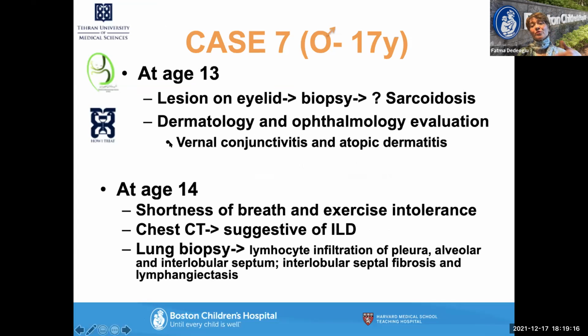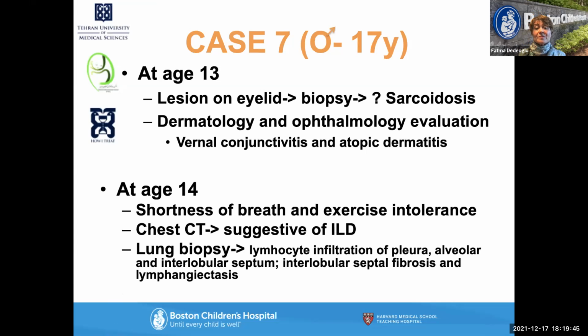Because we do a rheumatology-dermatology combined clinic, he was sent back to us to see both of us. We had ophthalmology look at him. They said his skin was atopic dermatitis and he had vernal conjunctivitis. Shortly after that, around age 14, he started having shortness of breath and exercise intolerance, and then had a chest CT suggestive of ILD. So he had a lung biopsy done.